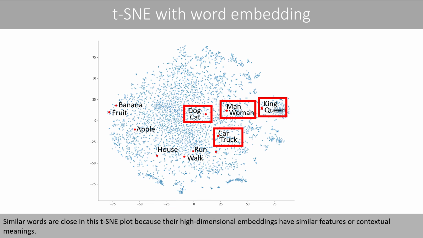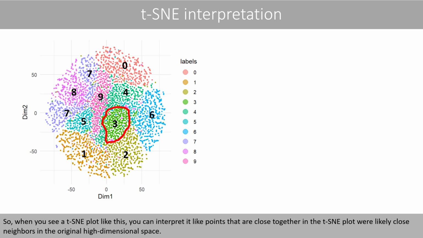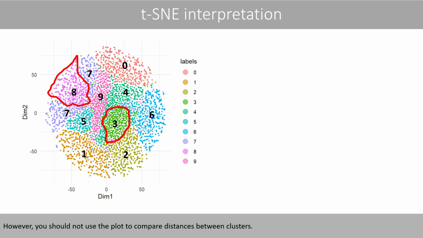Similar words are close in this t-SNE plot because their high-dimensional embeddings have similar features or contextual meanings. So, when you see a t-SNE plot like this, you can interpret it like points that are close together in the t-SNE plot were likely close neighbors in the original high-dimensional space. However, you should not use the plot to compare distances between clusters.